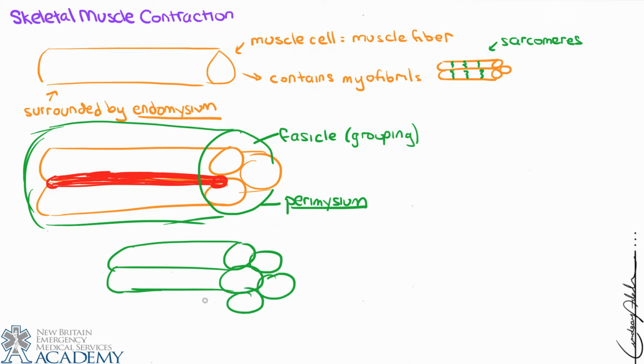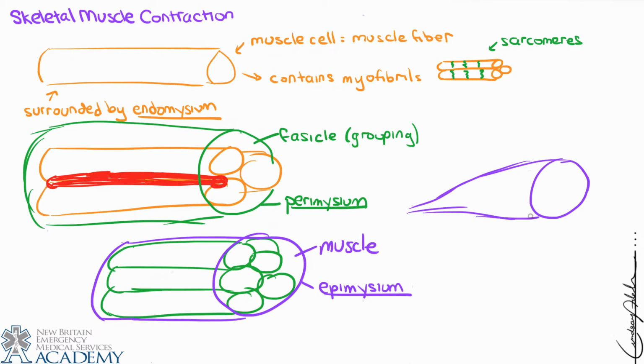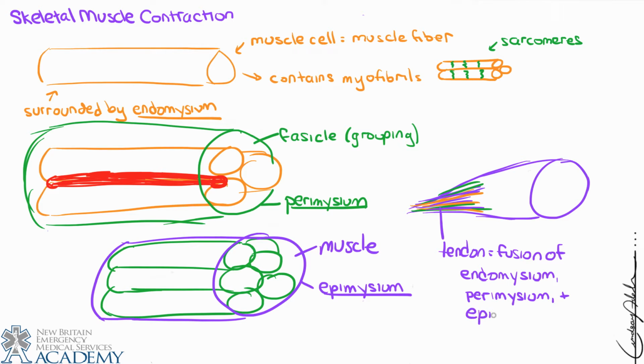Lastly, we take a bunch of fascicles and bundle them together, and that is the muscle. The muscle is surrounded by the epimysium, one final layer of connective tissue. I also want to mention that muscle is attached to bone, and in order for this to occur, there has to be some space in the muscle itself where there aren't actual muscle cells. At the ends of the muscle, all three layers of connective tissue merge together and form a tendon. The tendon is a fusion of the endomysium, the perimysium, and the epimysium, and that's what attaches to the bone.